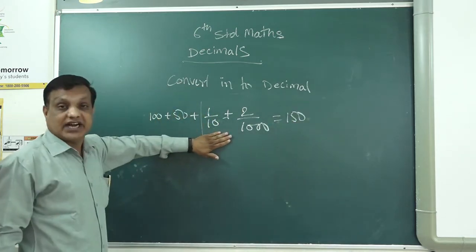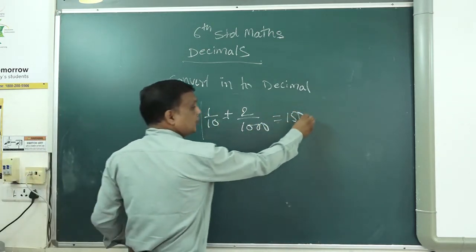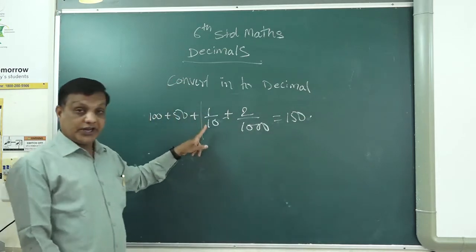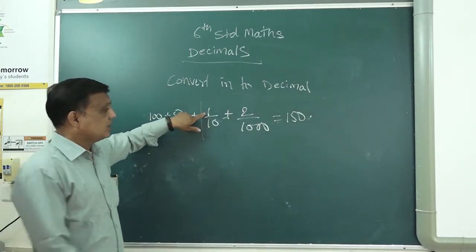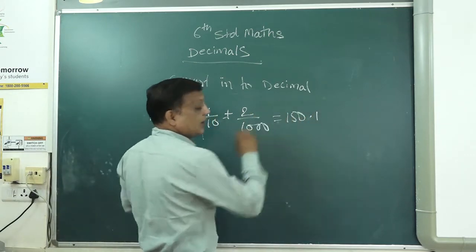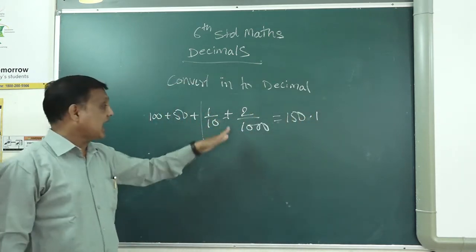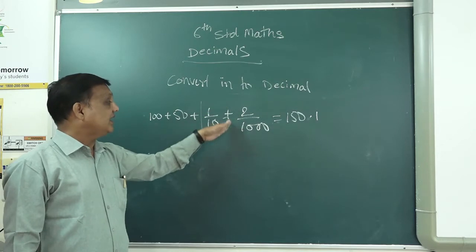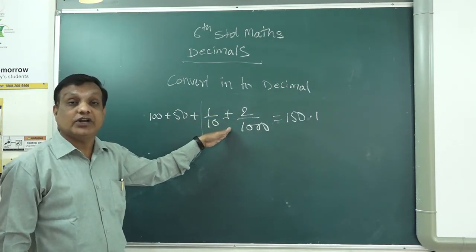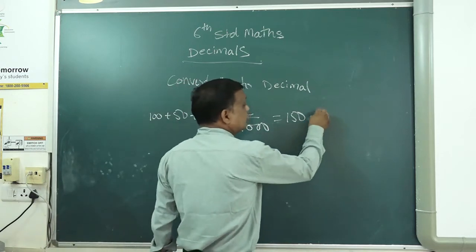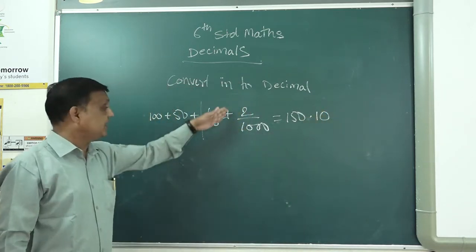As the fraction started, what you have to do? You have to put a point here. Now, after putting the point, 1 upon 10 is present. So what is the 10th place? 1. So here you have to write 1. Now here the 100 place is absent. So in the place of 100, I have to put 0, because the 100 place is absent.